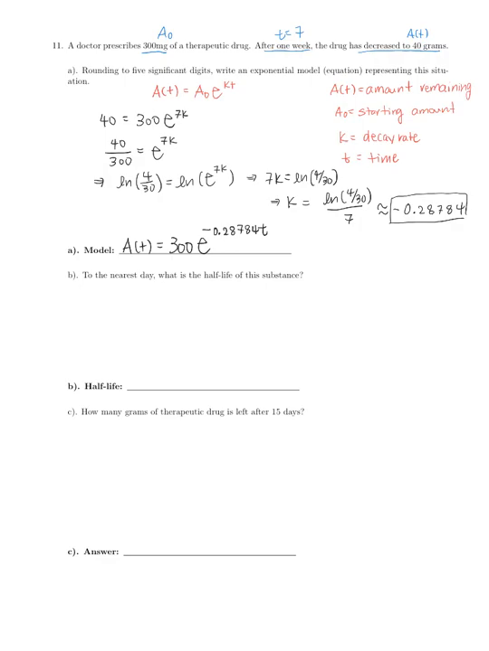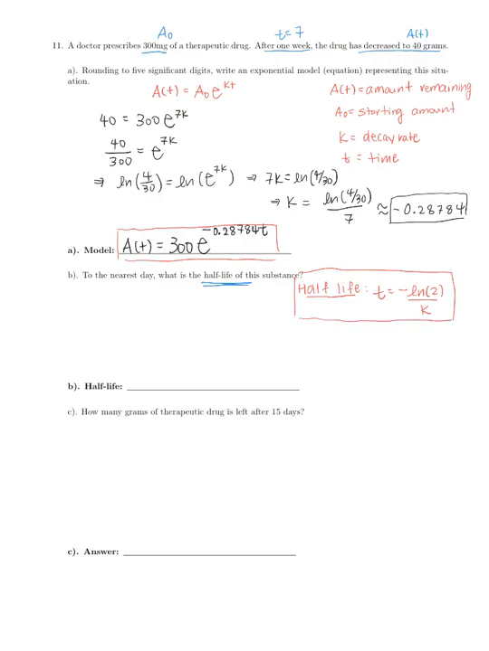All right, so that is going to be our model that we're going to have to deal with for the rest of the problem. All right, so now part B: to the nearest day, what is the half-life of this substance? Okay, you can memorize this formula if you like. The formula for the half-life is t equals negative ln of 2, whole thing over k. Okay, so let me just box that.